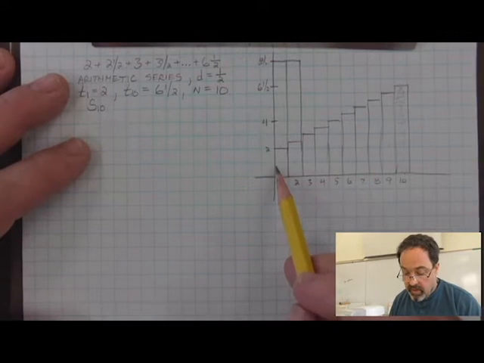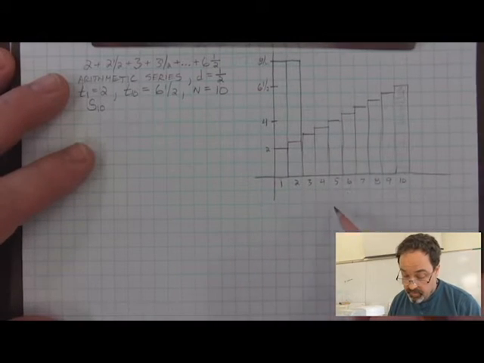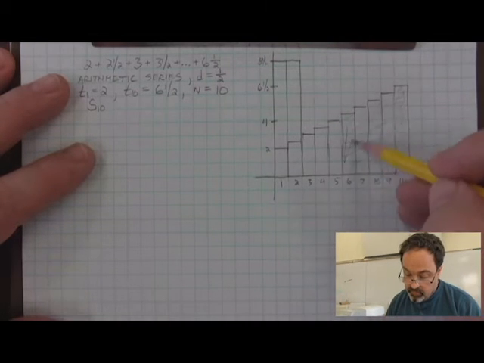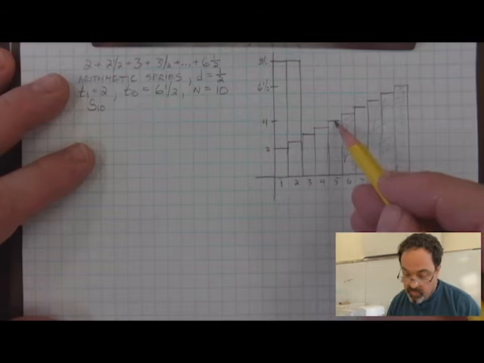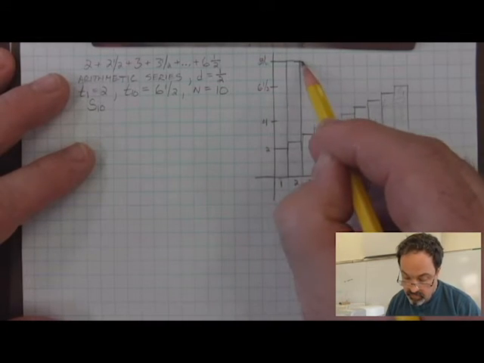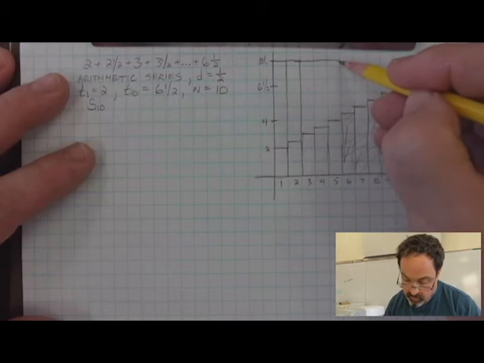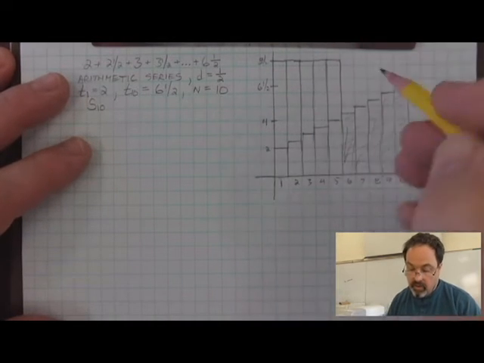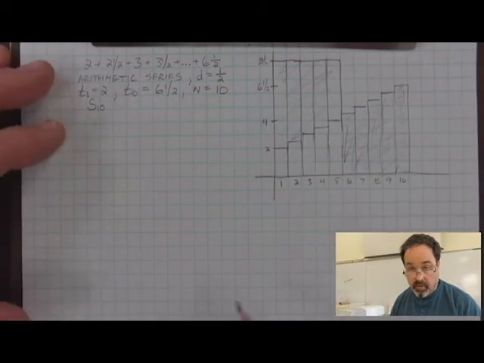In other words, I could keep doing this. I could take the top half of the tallest bars and match them with the bottom half of the shortest bars, and each time they would make the same height. It would also create a rectangle.